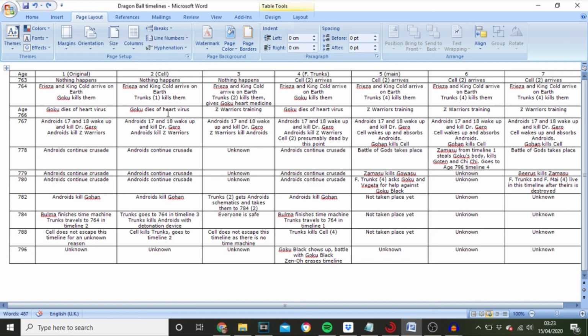The only way that's going to change is if someone goes back in time to before age 763 and stops Cell, which never happens at any point. So in every one of these timelines, Cell being underground and arriving a year before Frieza and King Cold just gets copied and pasted in every new timeline that's created after that. So, when the Goku Black saga aired, a lot of people were saying it was a plot hole, it was really complicating the timeline, and I agree it complicated things, but I think I've broken it down to a point where it makes sense.